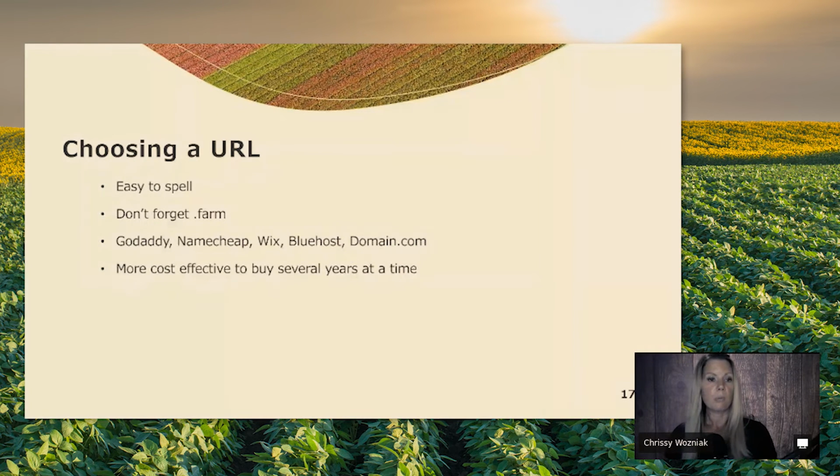It's also more cost effective to buy several years at a time. So it's not like you just own it. You still have to pay for the URL every year. It's pretty insignificant, sometimes as low as $2.99 a year, unless you have something that's very valuable, like money.com or farms.com, right? Or something like that. Then you might pay a lot more for that. So just do some exploring on GoDaddy and Namecheap or any of those and see what's available for you.